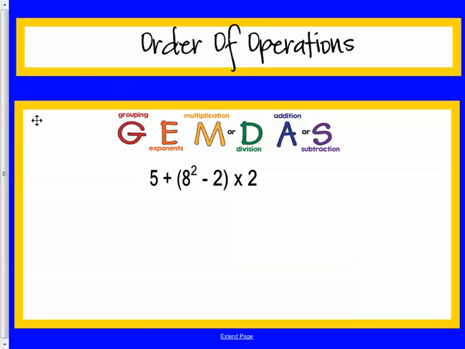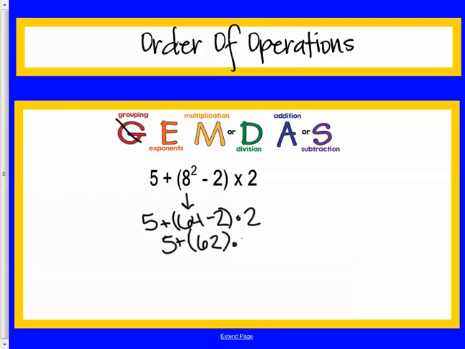Okay, I want you to go ahead and, just kidding, I'm going to show you this one because I forgot about it. Okay, first thing we see is grouping symbols, so we're looking here first. But within this grouping symbol, I have an exponent and a subtraction problem. So I do the exponent first. 8 squared, so I get 64. Bring everything else down. I still have grouping symbols. So 64 minus 2 is 62. Bring everything else down.